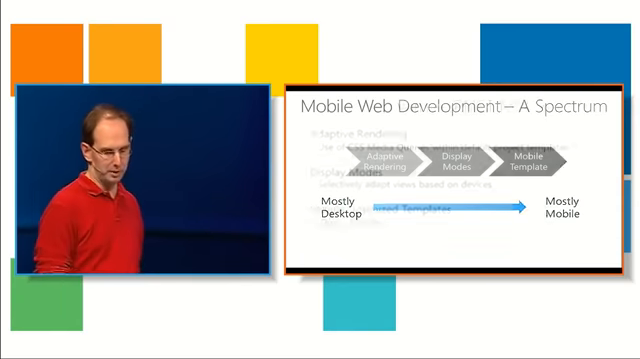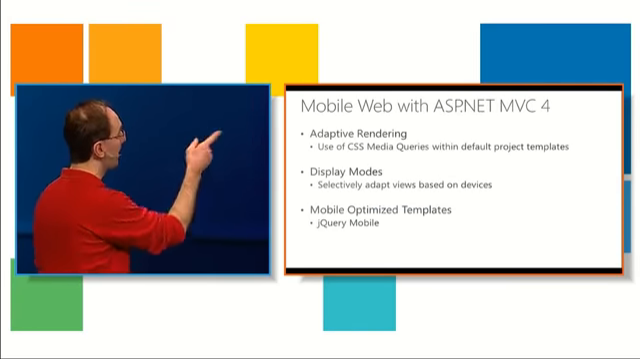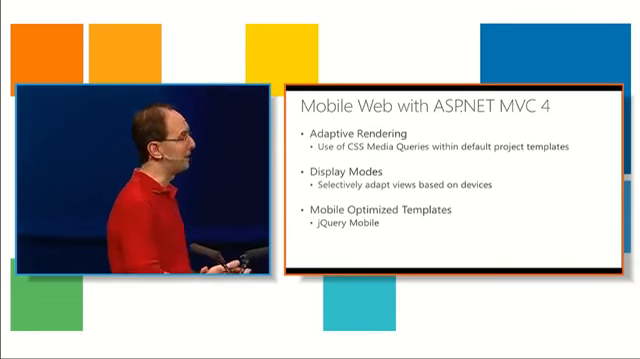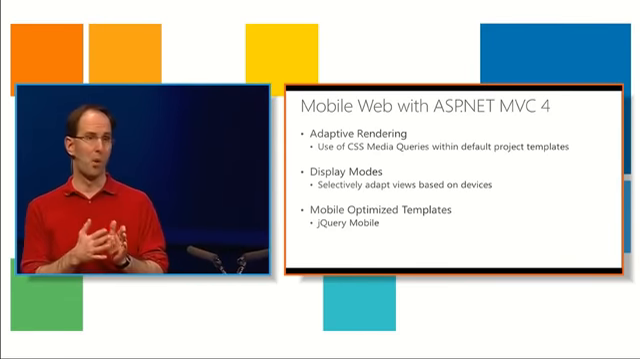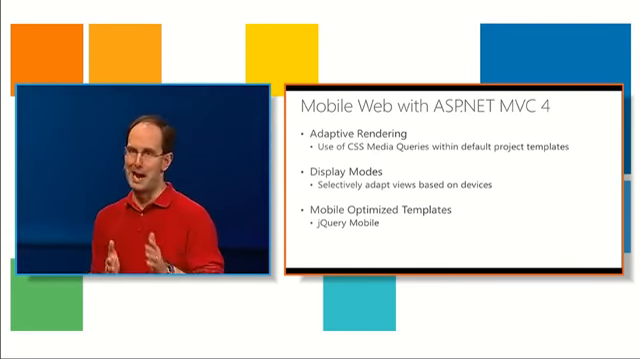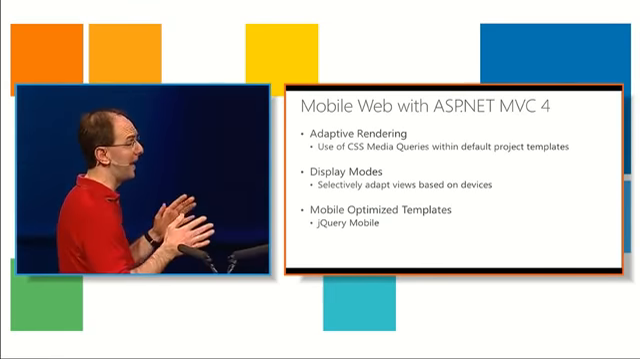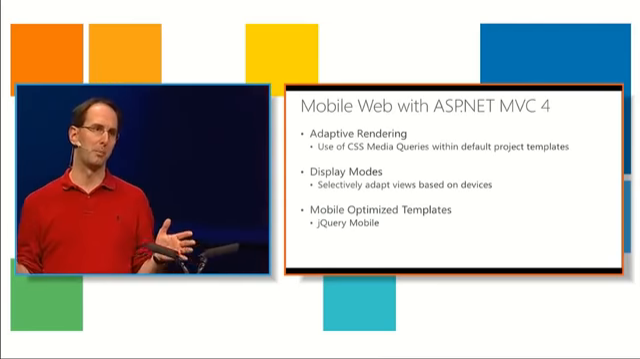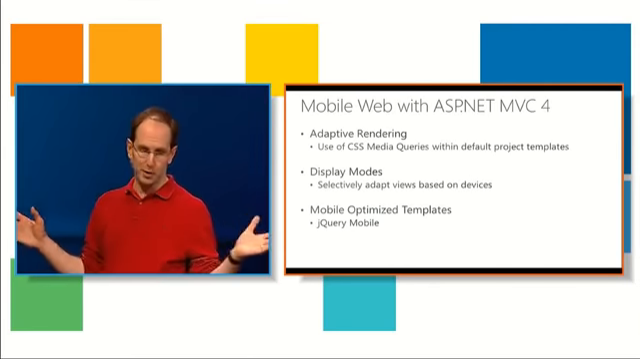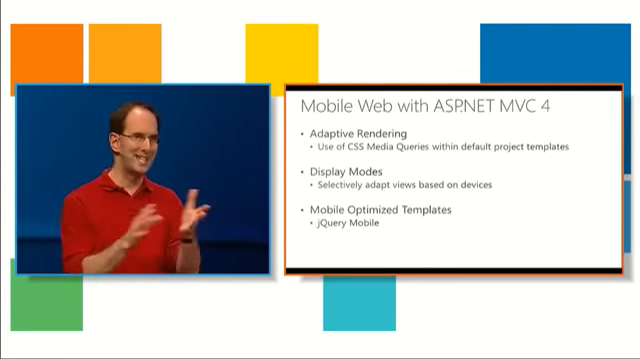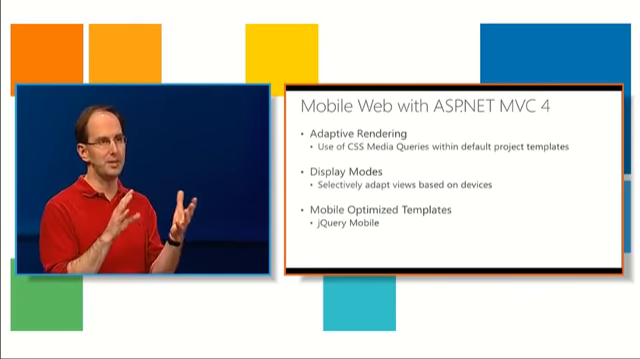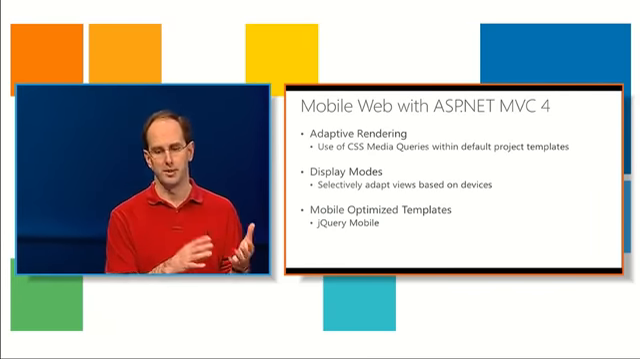So basically what you can do is, by default, all of our project templates inside ASP.NET MVC4 support something called adaptive rendering. And so basically that means we use CSS media queries, which take advantage of the new CSS and HTML approaches, which allow you to actually have just one set of markup that adaptively redisplays based on your device capabilities. So what do I mean by that?